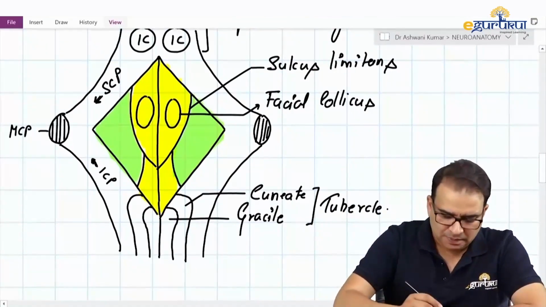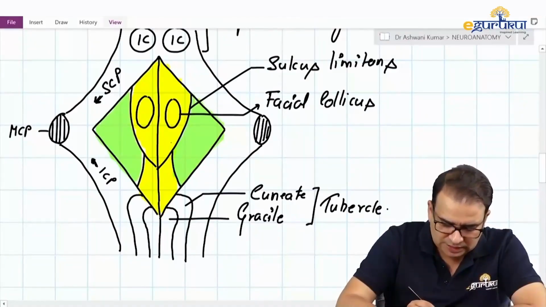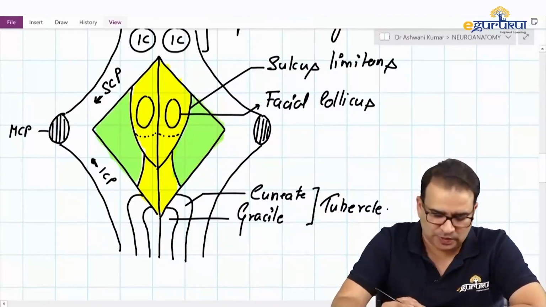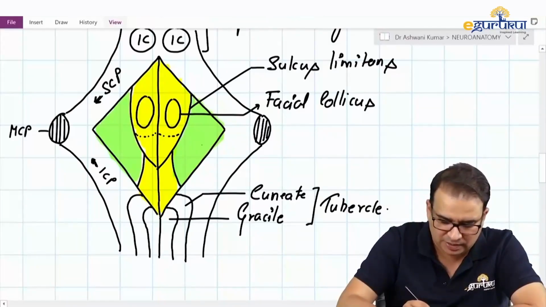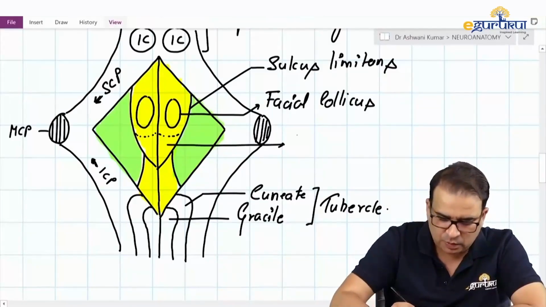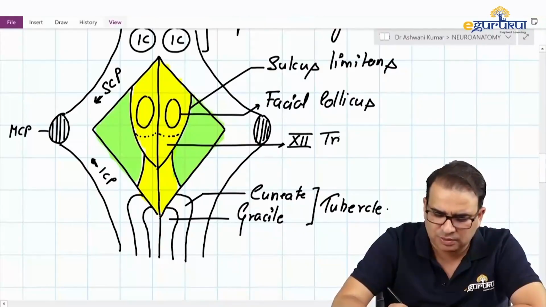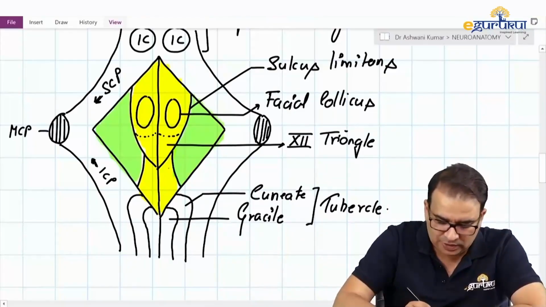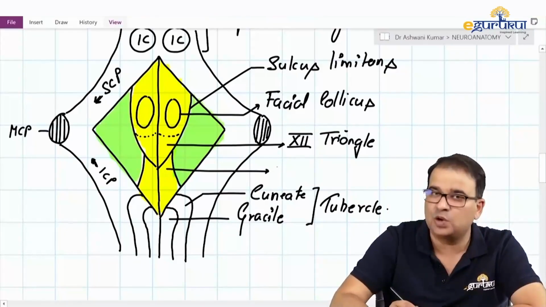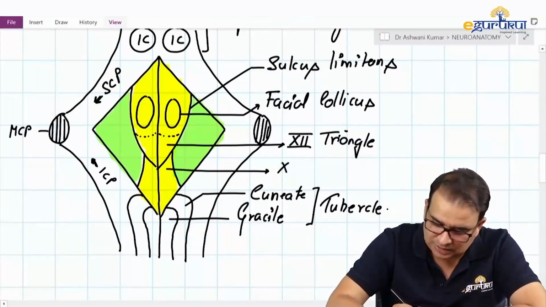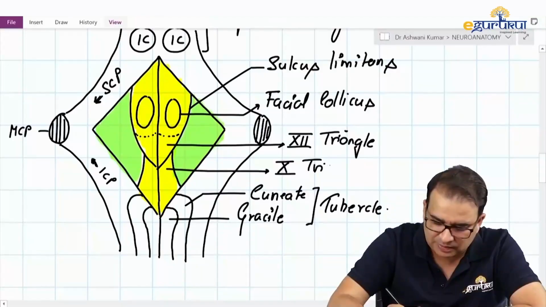Below the facial colliculus, this triangle here, if I mark this portion, we have a nucleus present deep to this. That is the hypoglossal nucleus present deep to this. So we call it the hypoglossal triangle, or trigone, as some authors say. And further below, we have the dorsal nucleus of the vagus present here. That's why it is called the vagal triangle.